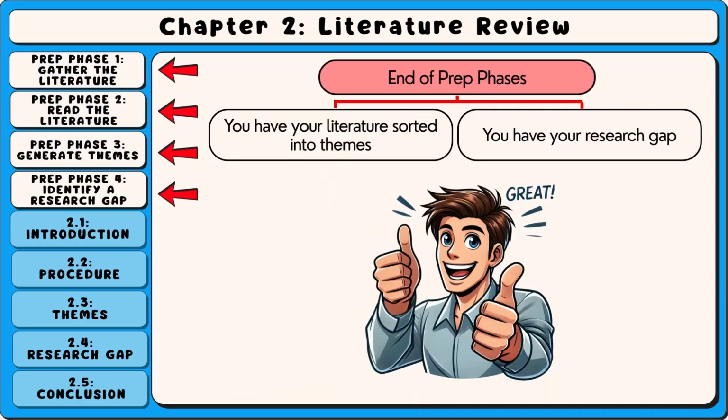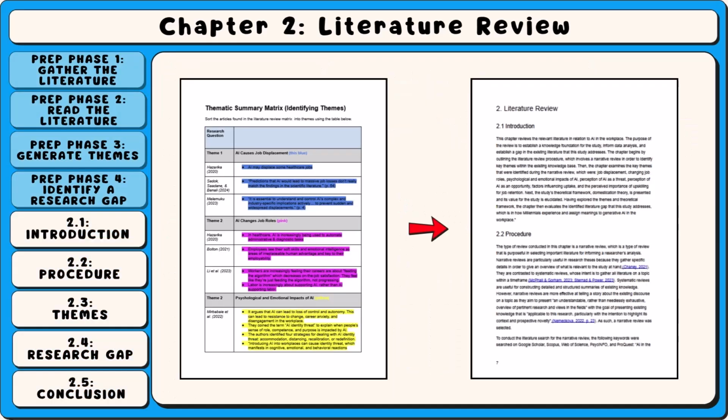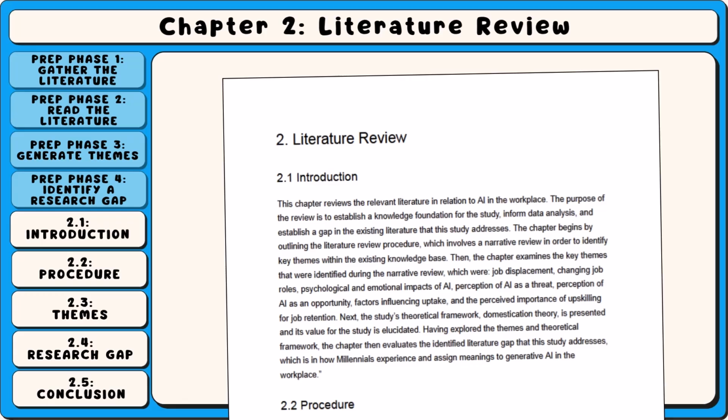That brings us to the end of our preparation phases for the literature review. The preparation phases require that you have sorted your literature into themes and identified a research gap. And once you've done that, we can write up the literature review. In this second section, you're going to turn your literature review matrix into a clean, written literature review chapter, such as the one you can see on screen here.